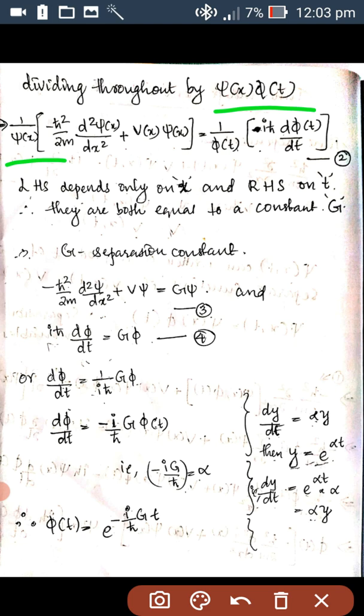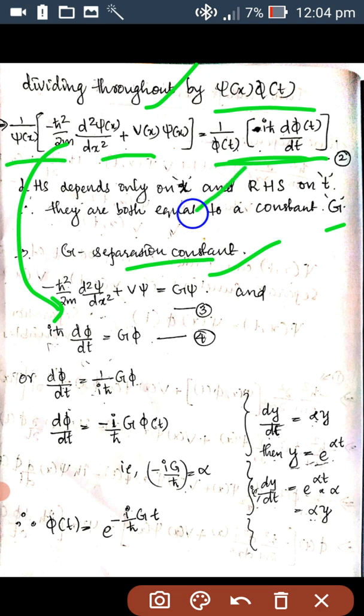We can clearly understand that this LHS part depends only on position and does not depend on time, and the RHS part depends only on time. So x and t are two independent variables, but these LHS and RHS parts are equal, so we can conclude that they are both equal to a constant, and I am taking this constant as G, and this constant is called a separation constant. So minus ħ² by 2m d²ψ/dx² plus Vψ is equal to Gψ.